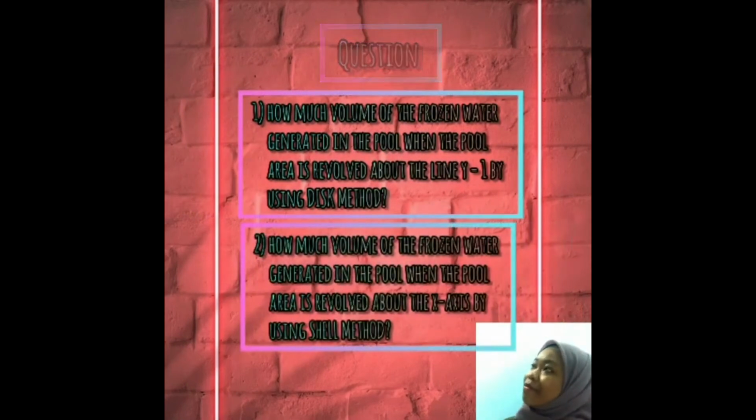Question 1 is, how much volume of frozen water is generated in the pool when the pool area is revolved about the line y equals 1 by using this method? Next, question 2 is, how much volume of frozen water is generated in the pool when the pool area is revolved about the x-axis by using the shell method?